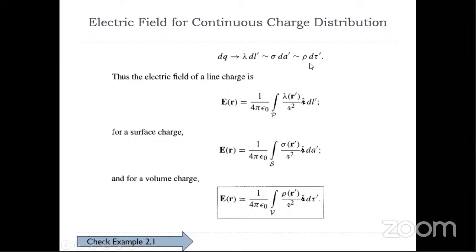Now finally volume charge density, rho. So what is charge in a small volume d-tau dash? So charge in a small volume d-tau dash is dq. How to write down dq? dq is equal to rho into d-tau dash.